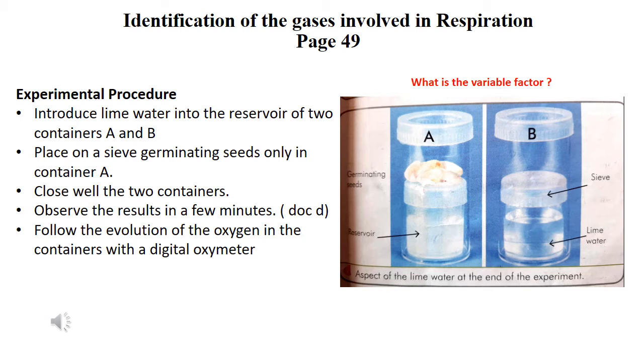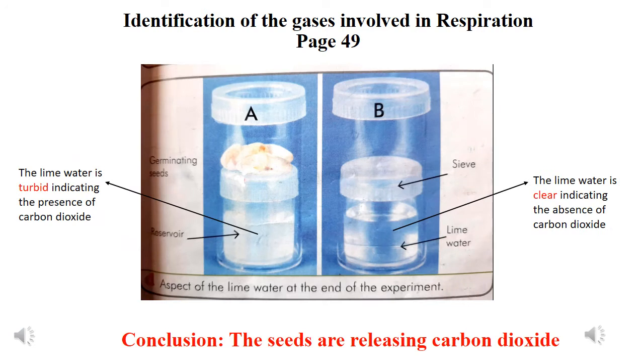So what is the variable factor in this experiment? Presence or absence of germinating seeds. Close well the two containers to prevent the leakage of the gases. Observe the results in a few minutes represented in this document D. Then follow the evolution of the oxygen in the containers with a digital oximeter. Pause this video for a minute and try to analyze this experiment.